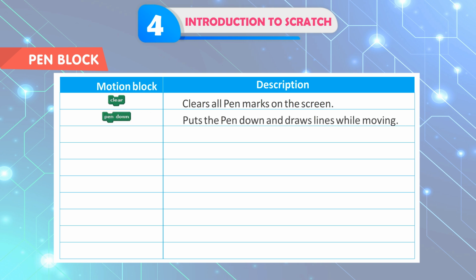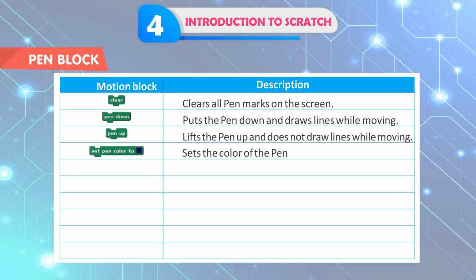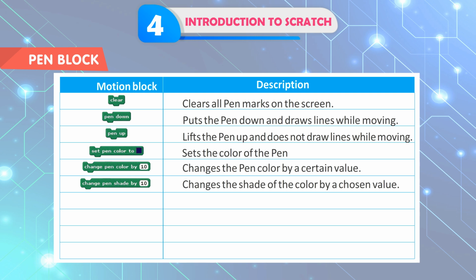Pen down, puts the pen down and draws lines while moving. Pen up, lifts the pen up and does not draw lines while moving. Set pen color to, sets the color of the pen. Change pen color by 10, changes the pen color by a certain value. Change pen shade by 10, changes the shade of the color by a chosen value.